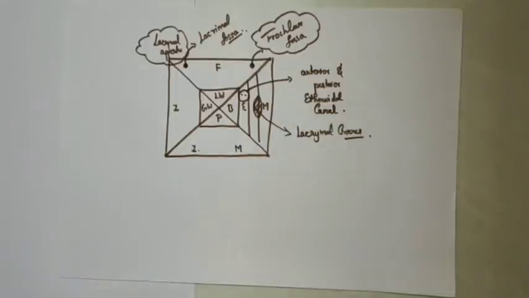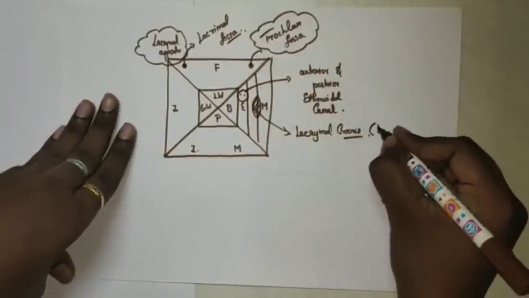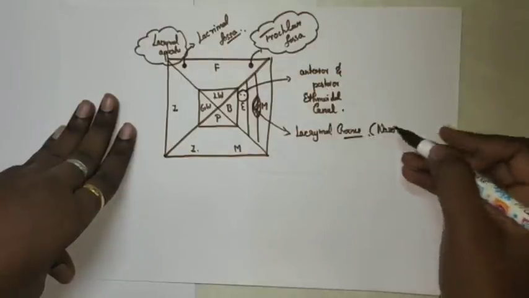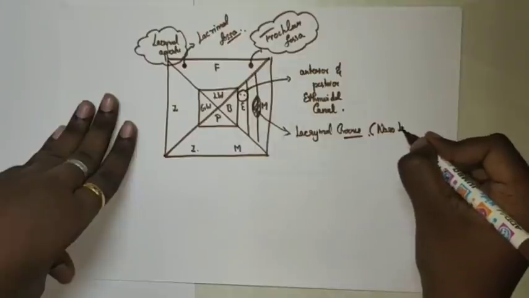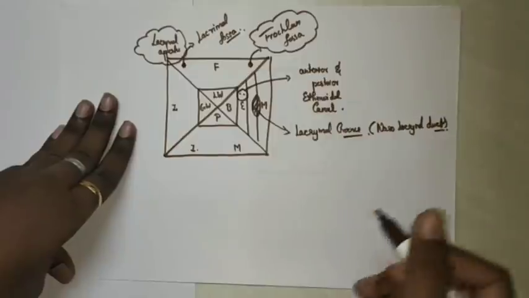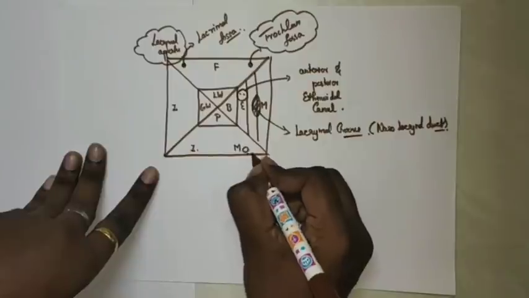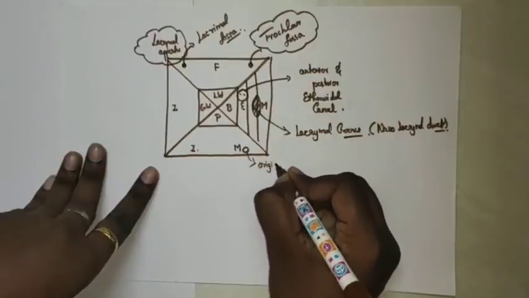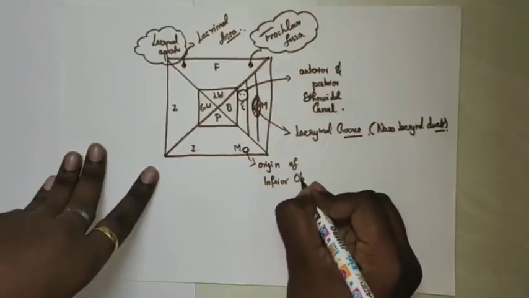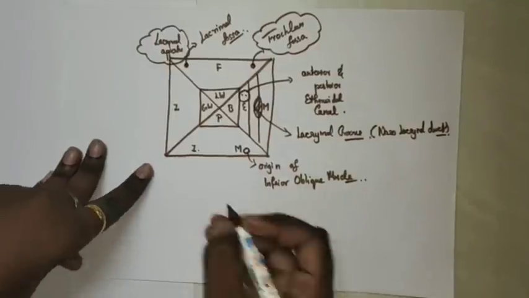This forms the nasolacrimal duct. The course of the nasolacrimal duct will be over this lacrimal groove. And then over the floor we have the origin of the inferior oblique muscle, which is also an extraocular muscle, which will be discussed later.